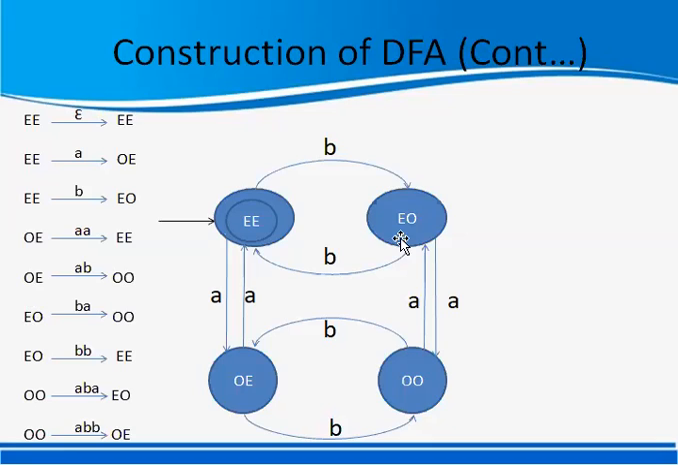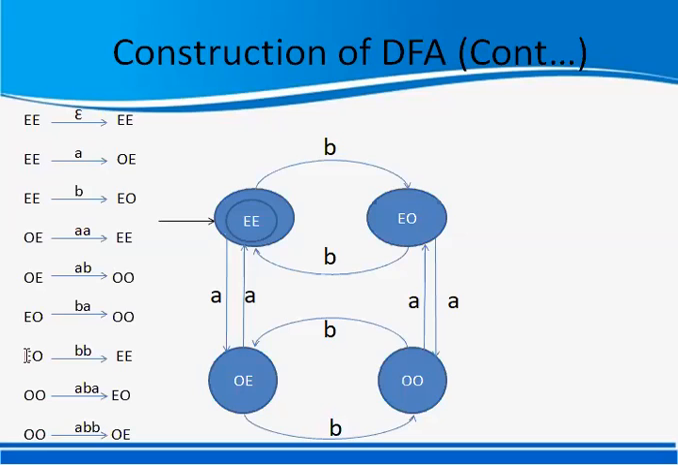Now we will check for the state EO. From state EO on input A, first we check how we reached state EO from state EE on input B. So already we have B. Now on input A, our complete string becomes BA. This comes under the category of odd number of A's and odd number of B's. So on input A, our next state will be OO.